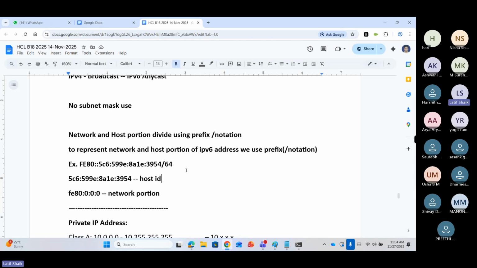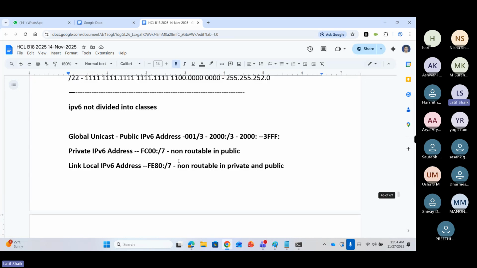The number of host bits is 24 only. Host bits are 24. We'll go back. Come here. 64 network bits, 64 host bits. So think about how many hosts we can connect in one single IPv6 network. It's 2 to the power of 64 minus 2. You have to calculate like that. Okay, so this is the pure point about your IPv6, guys.